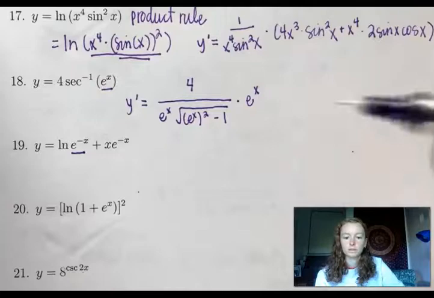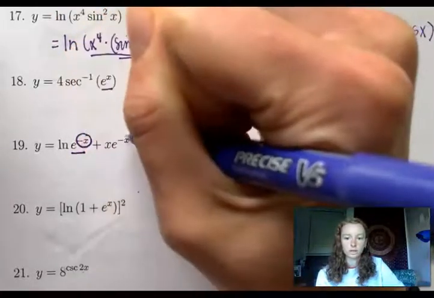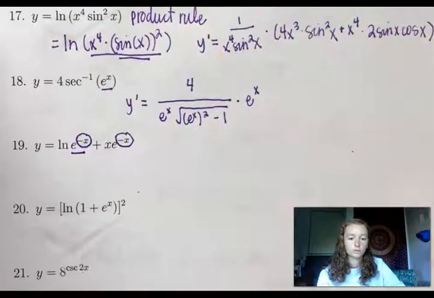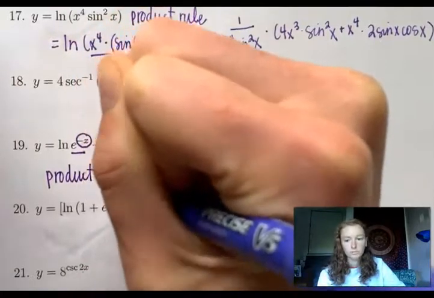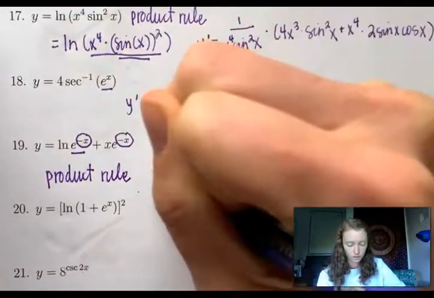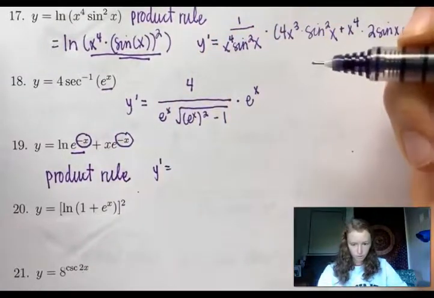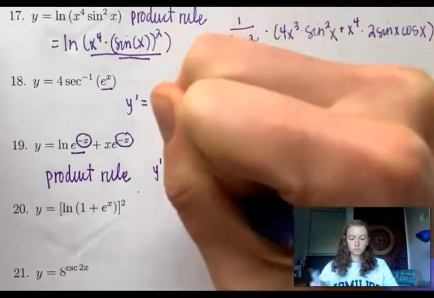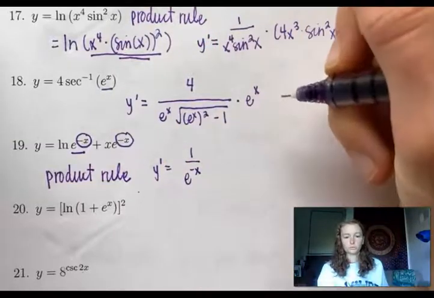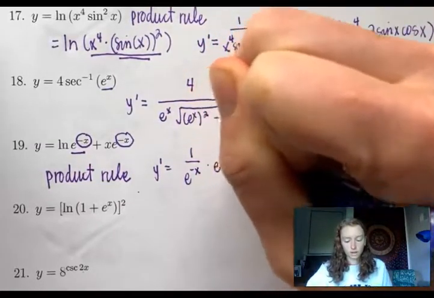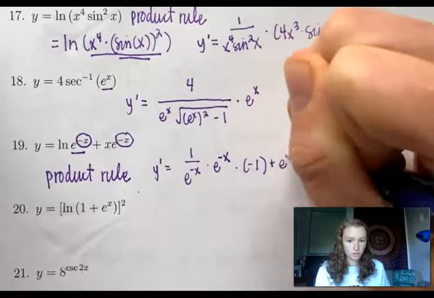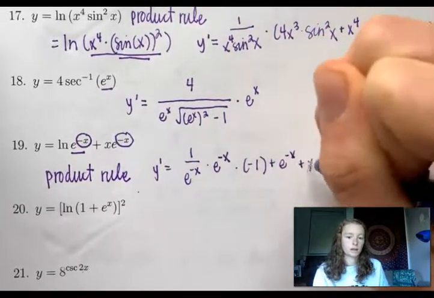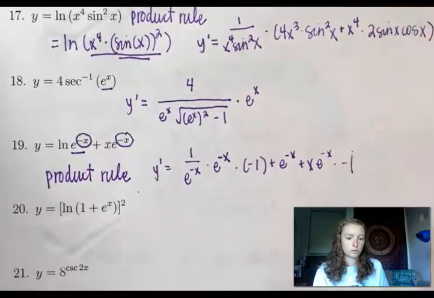Okay, so for 19, our inside function is e to the negative x. And you can see on both of these, don't forget the negative x, because that's not just a negative, that's like an inside function. So this one is product rule. You can switch it around, but you don't have to. So first we do chain rule. The derivative of e to the negative x is e to the negative x times negative 1, so don't forget that. And then for the second half of the problem, we do the product rule. So that's the answer.